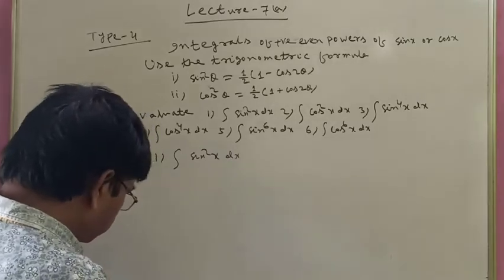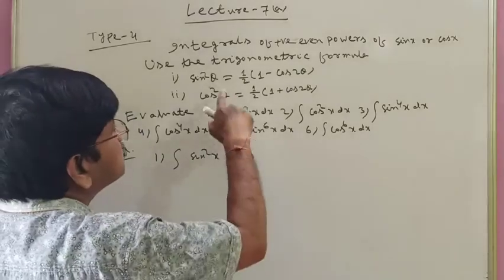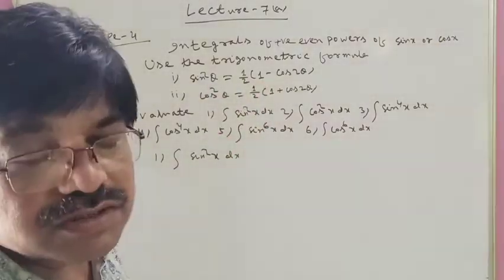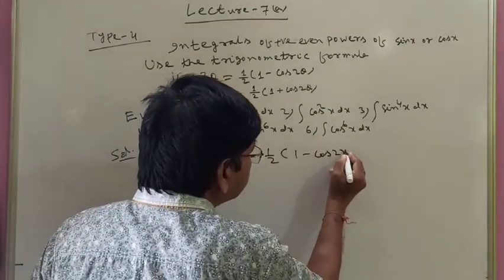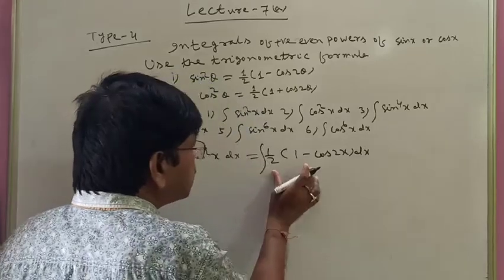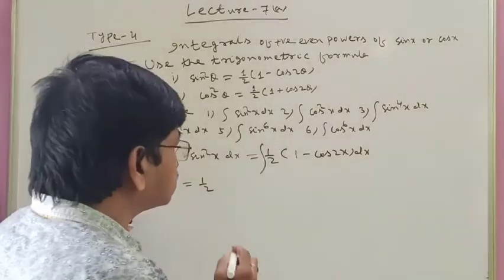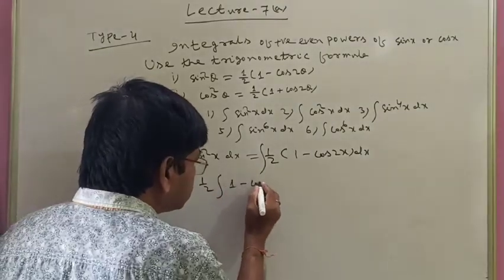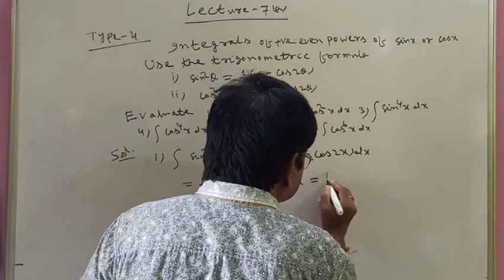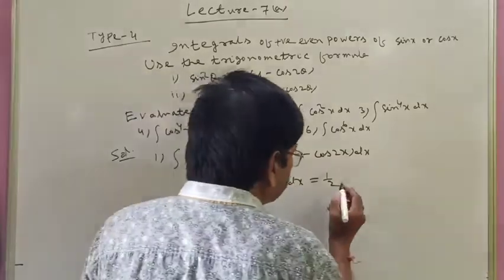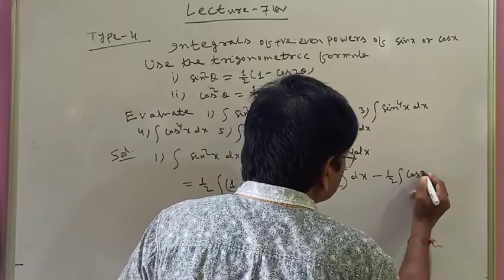Integration of sin square x, how much? Use this formula: sin square theta is half into 1 minus cos 2 theta. So this will be half into 1 minus cos 2x. This half is a constant, keep it outside. Then integration of 1 minus cos 2x is integration of first minus integration of second. Your first is 1, so 1 dx means dx. So it will be integration of dx minus integration of cos 2x.